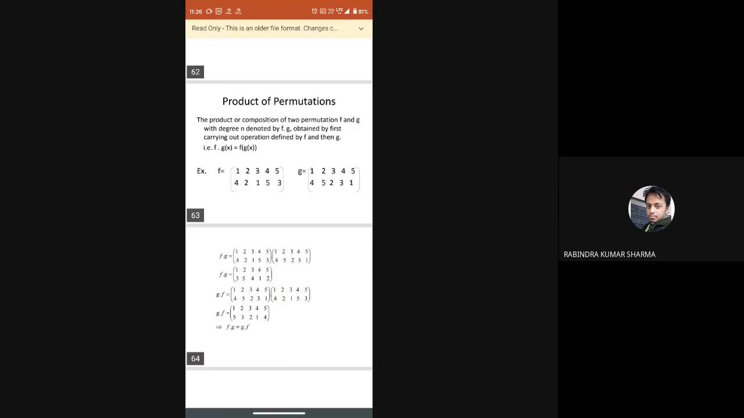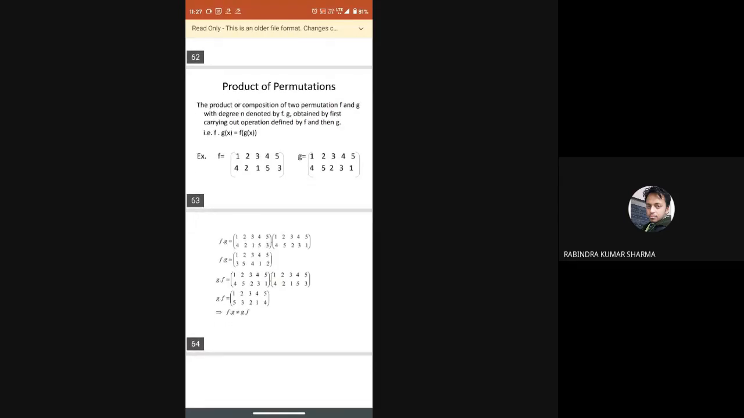Okay, so there are two permutations given for the 5 elements: 1 4 2 2 3 1 4 5 and 5 3, and the second one is 1 4 2 5 3 2 4 3 and 5 1. Okay, for any two different functions, the input values are the same, 1 2 3 4 5, and the corresponding outputs are different: 4 2 1 5 3 in the f, and in the g, 4 5 2 3 1. Okay, and now here we derive its product f dot g.